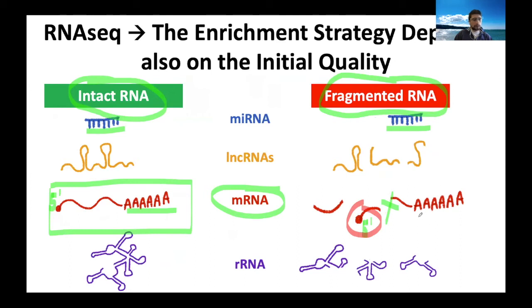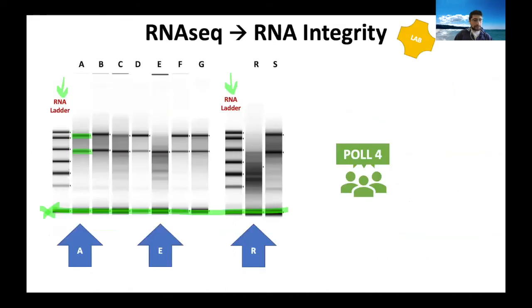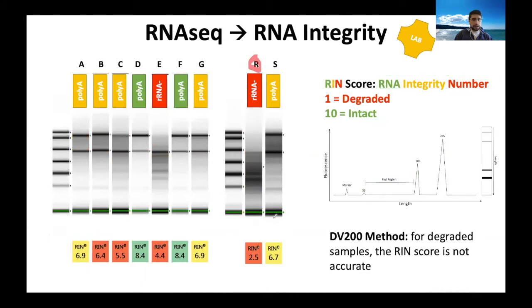So if I'm pulling the messenger RNA using oligo-dT, which is complementary to this region, I can only capture this part of the transcript, but I'm not capturing this. I'm not capturing this. What I'm left with is the very short fragment that is close to the poly-A tail. So that's not a good choice if I have a very degraded RNA.